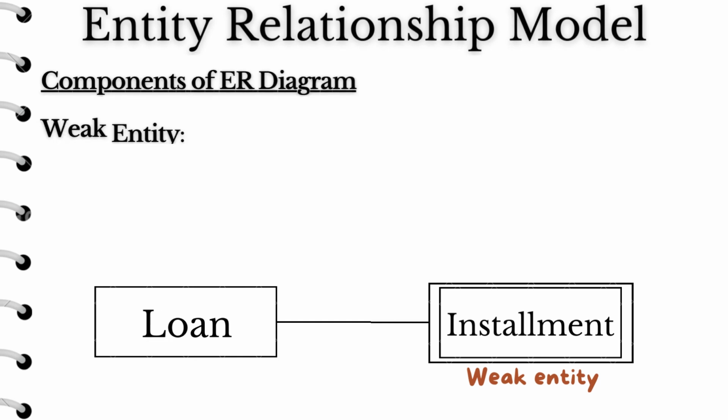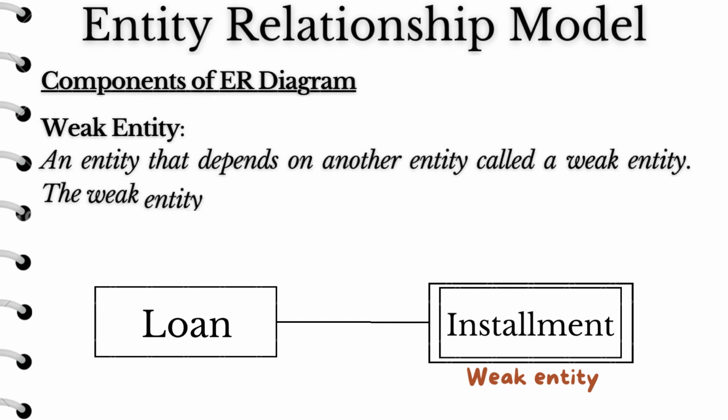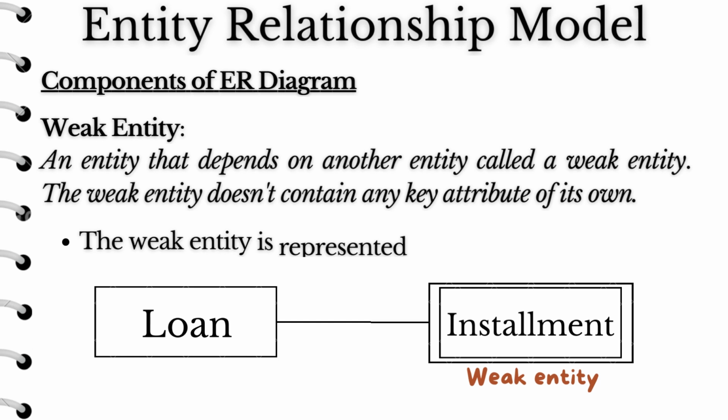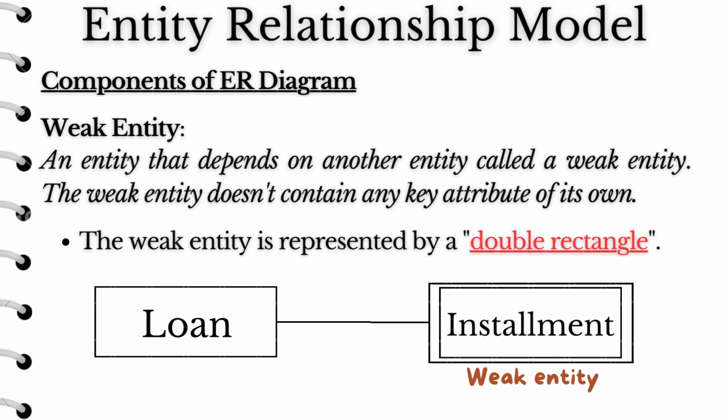Weak entity. An entity that depends on another entity is called a weak entity. The weak entity doesn't contain any key attribute of its own. It is represented by a double rectangle. As you can see, the number of installments depends on the loan that you take. So installment is dependent on the loan, and hence it is a weak entity.